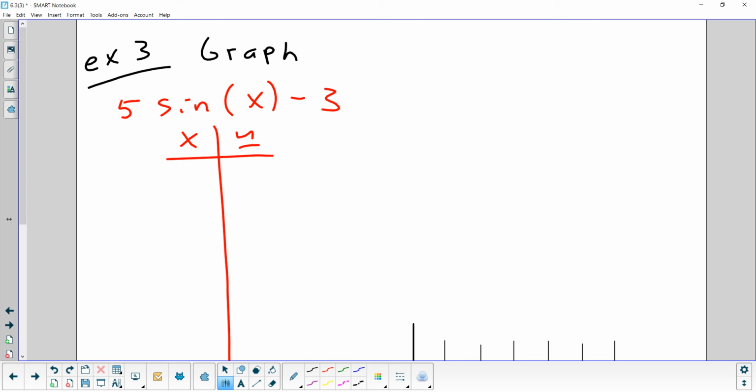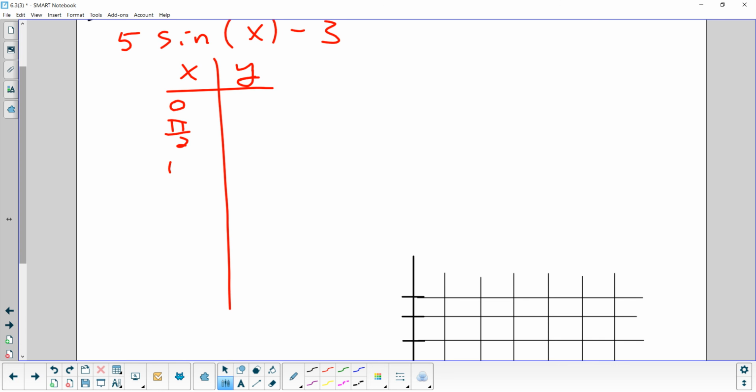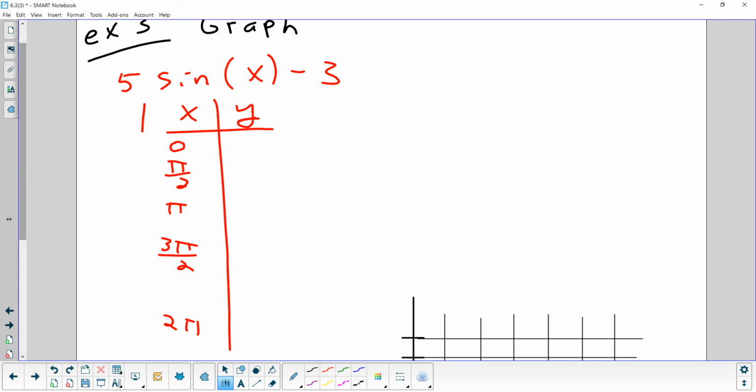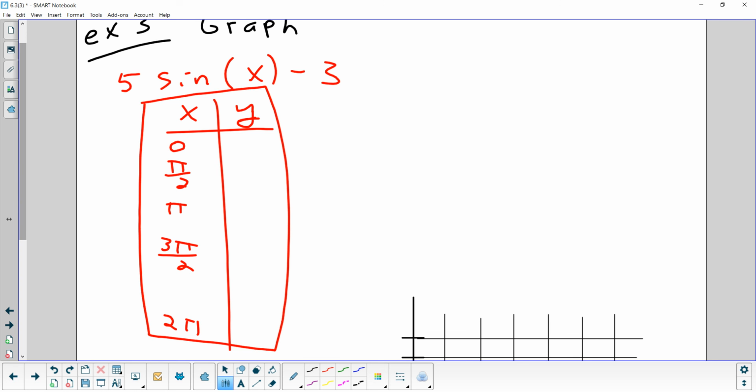Nice thing is we're only going to have to work with the y values, so the x values are not changing. 0, pi over 2, pi, 3 pi over 2, 2 pi. All right. Matt, what are my original y values for sine? 0, 1, 0, negative 1, 0.